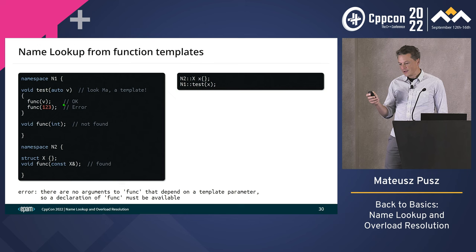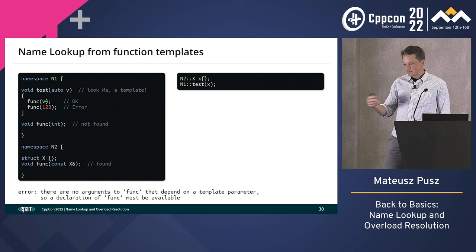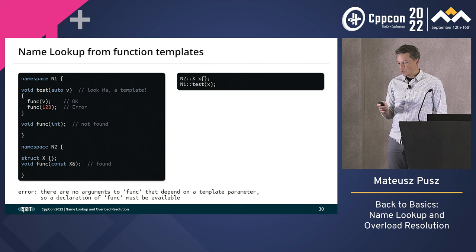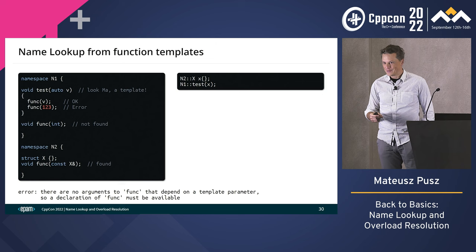In this case, we don't know what V is. It's a dependent parameter with dependent type. And in this case, we will be searching for the function from this place and also from the place of instantiation, which is in this case. And in this case, we see the other definition and everything works as expected. Or maybe correctly, maybe not as expected. Maybe it's surprising to you, but basically this is how it works.